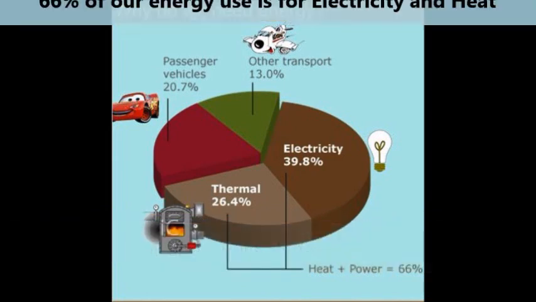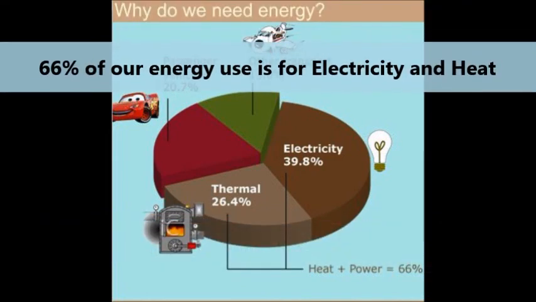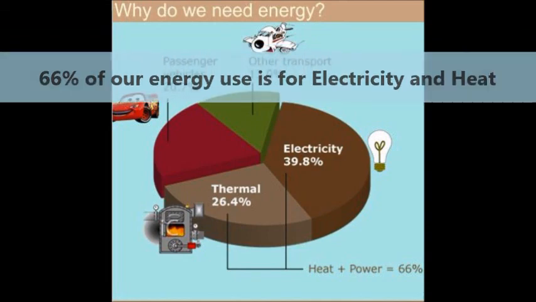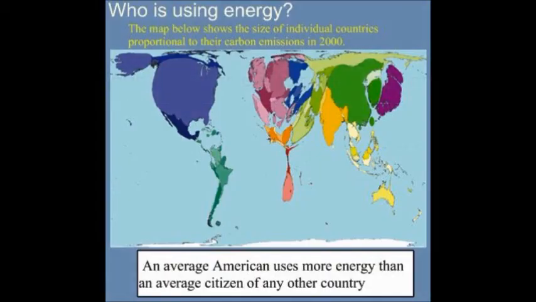The other remaining percent comes from nuclear energy, hydroelectric energy, and a very small amount comes from alternative energy like wind and solar electricity. We can see here that we spend about 33% of our energy on transportation, and about 66% of our energy on electricity and thermal energy or heat. And lastly, this map below shows the proportions of people and how much energy they use. You can see that an average American uses more energy than any average citizen of any other country. That's one of the other things we'll be discussing a lot in class this week.